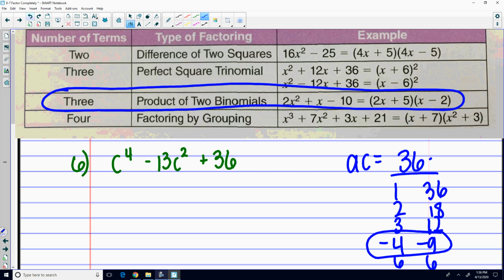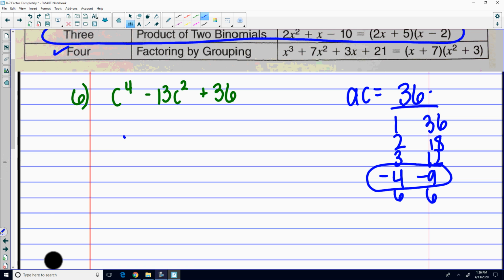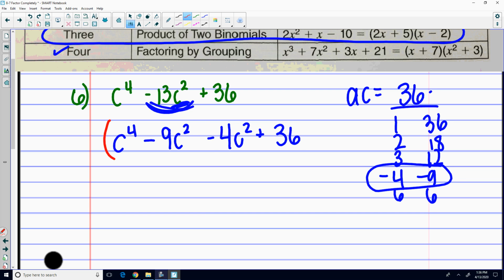We're now going to rewrite it as 4 terms and factor by grouping. So I'd have c to the 4th, and let's just put the 9 next, minus 9c squared. Now, this was c squared in the middle, which means my middle term needs to stay the same variable. Minus 4c squared, I'm replacing this middle term, plus 36. All right, group them and factor by grouping.